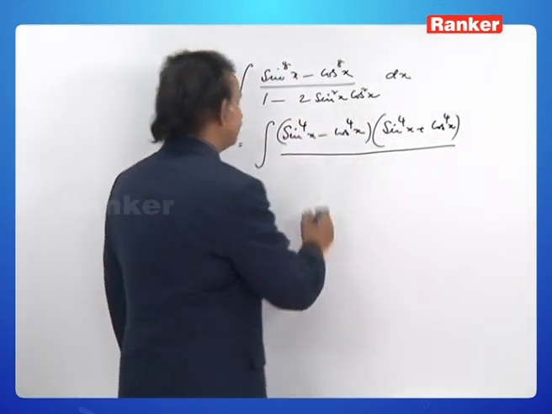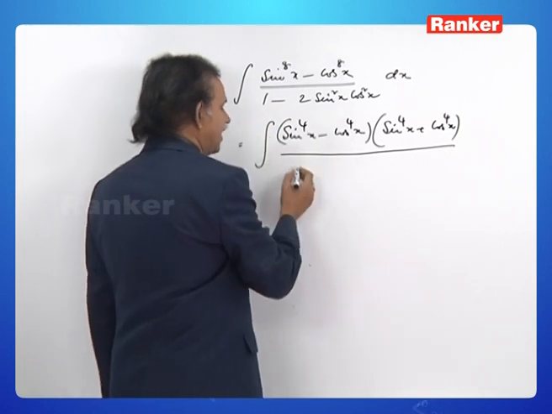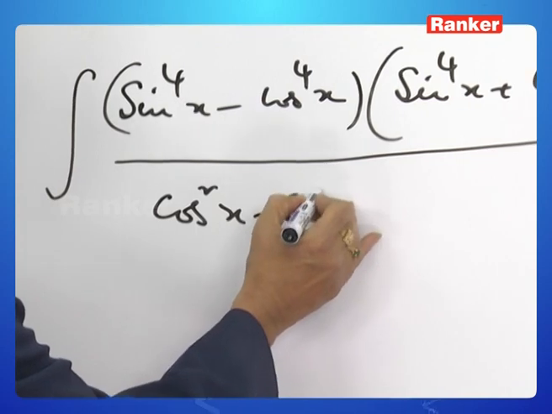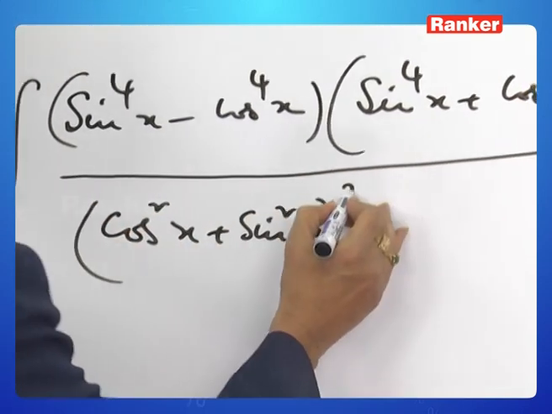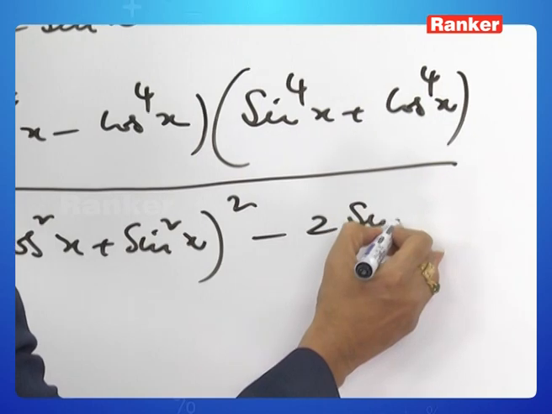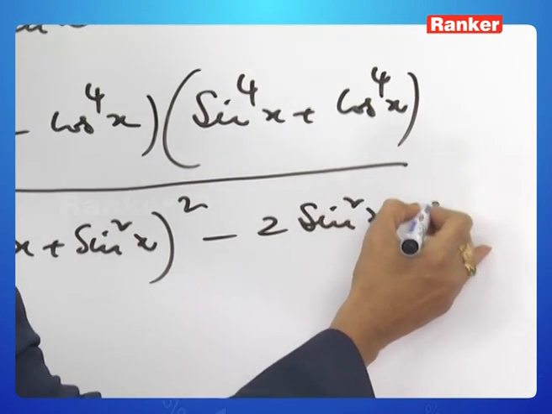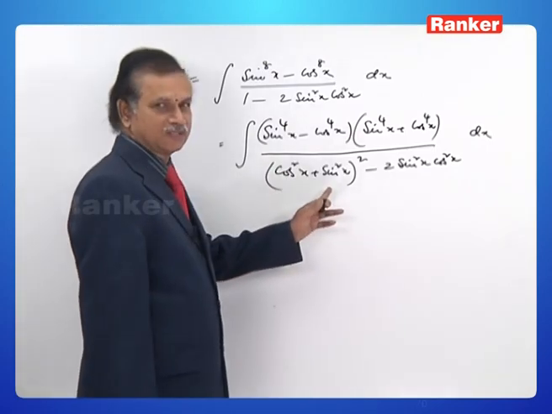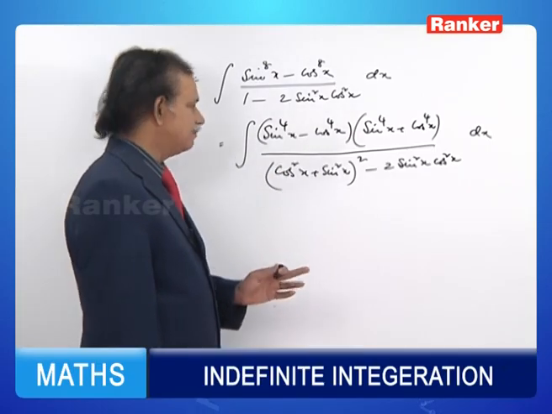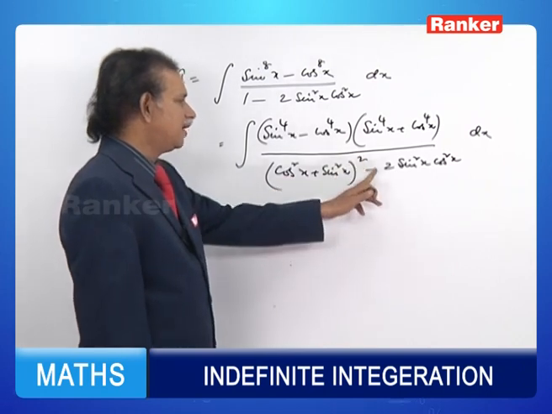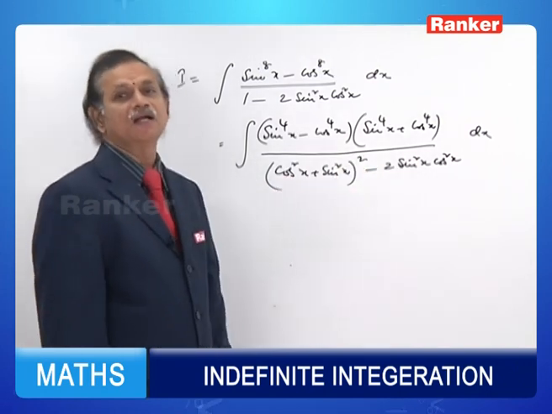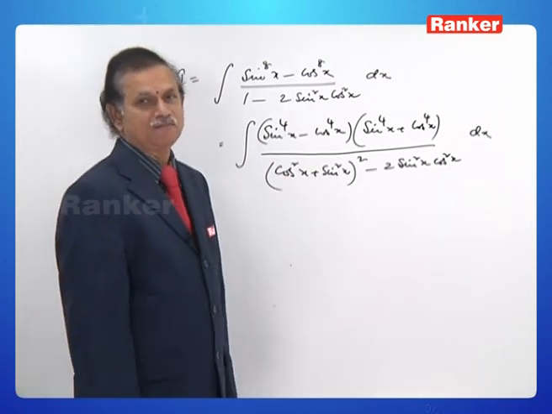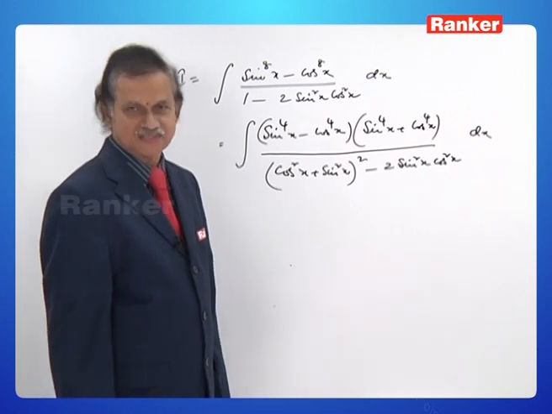whole divided by, for this one I like to write cos square x plus sin square x whole square. You see, cos square x plus sin square x is 1. 1 square is 1. Now you imagine a plus b whole square minus 2ab. What is that? A square plus b square plus 2ab minus 2ab. What do you mean by that? It is just a square plus b square.